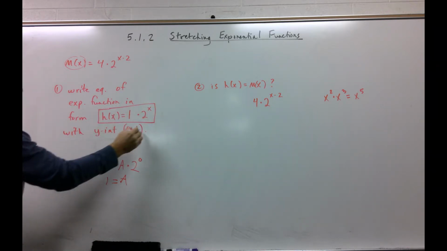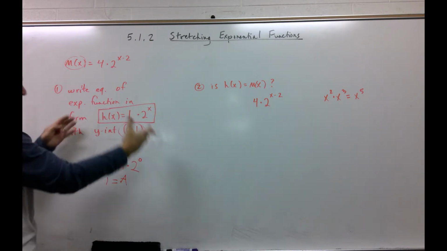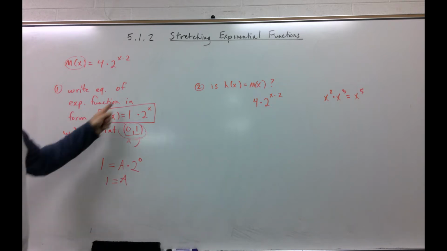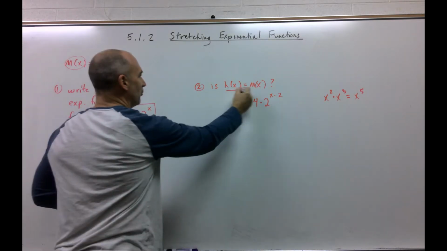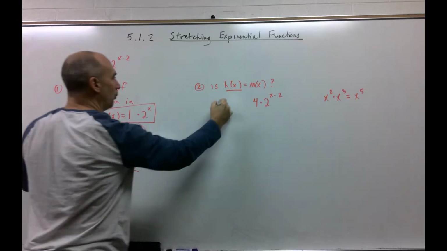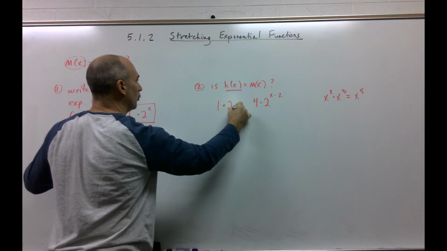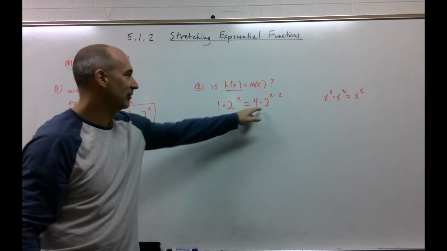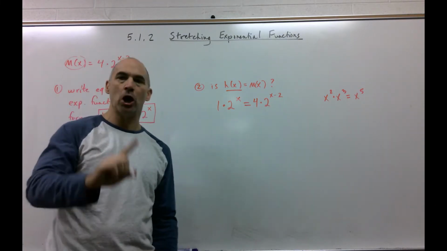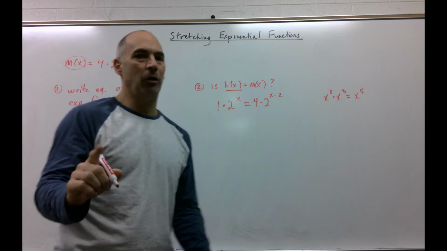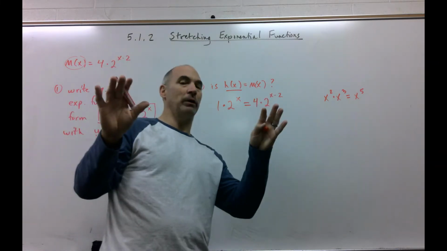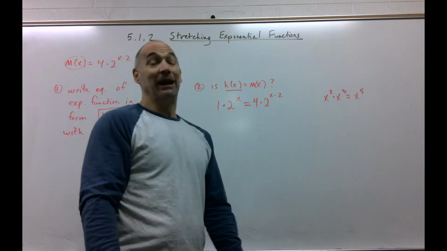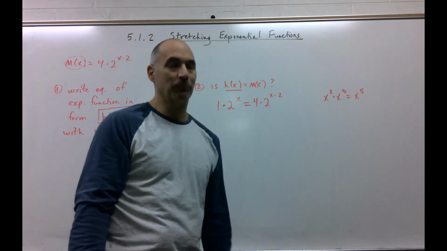And they could give you a different y-intercept and you'd get a different a. But then they're going to ask you a tricky question. Is h of x, remember we just found it, 1 times 2 to the x, the same thing as m of x? At first glance, you're like, no. Well, you know, these math people want you to see this moment like, whoa, I didn't see that. The answer is yes. Now let me show it and prove it to you.